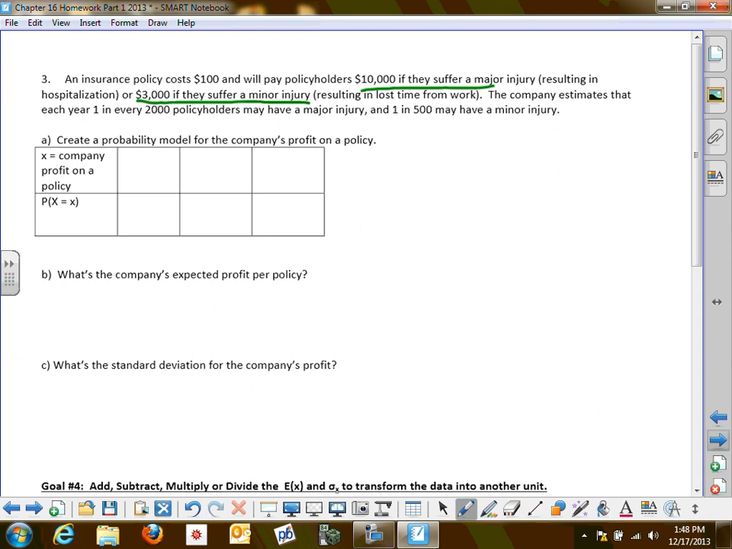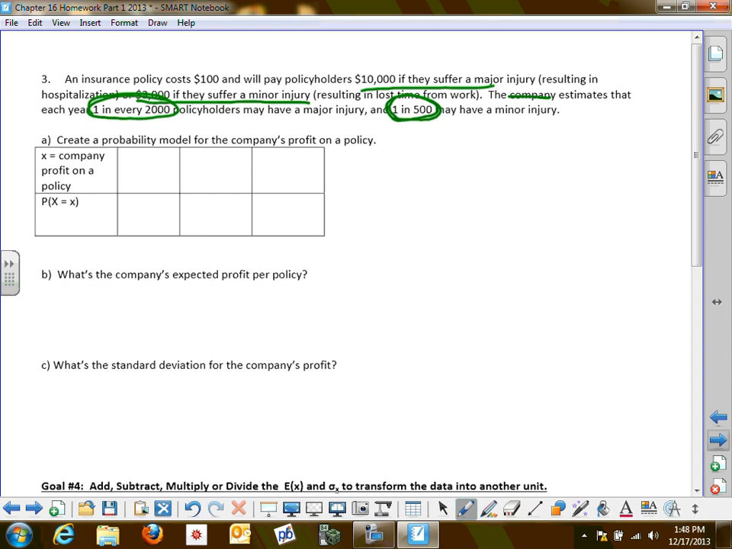All right. Now, it says the company estimates, but really the actuarial scientists would have come up with it. The actuarial science, this is where the big bucks comes in. Their entire rates are based on this number here. That 1 in every 2,000 is estimated to have a major injury. And 1 in every 500 is estimated to have a minor injury. It is critical to make those approximations accurately, and they collect tons of data to come up with those. So this is a simplified version, but those are critical numbers right there.